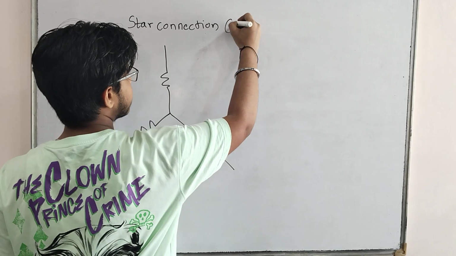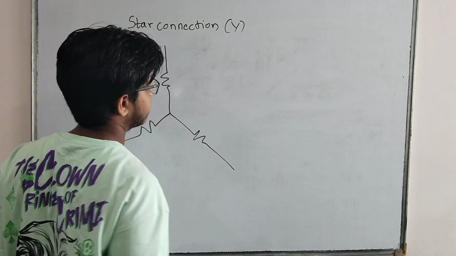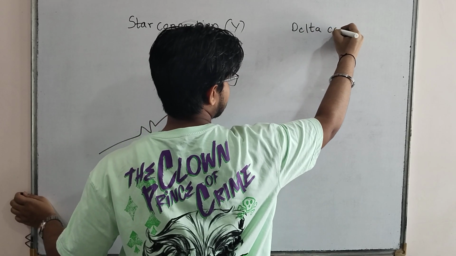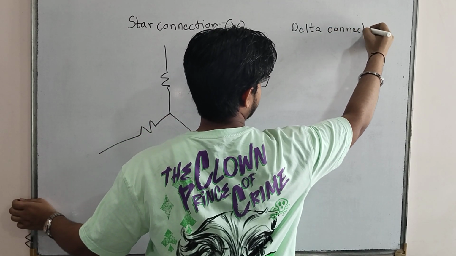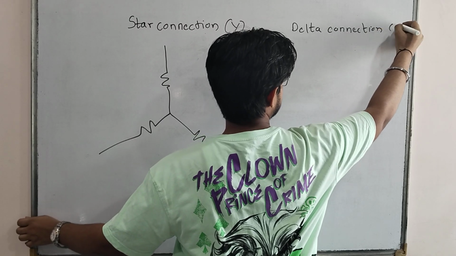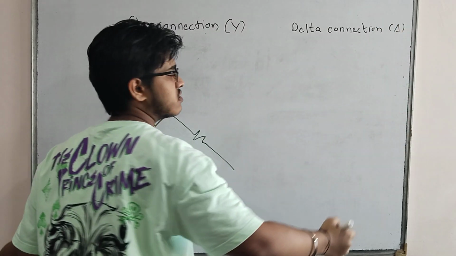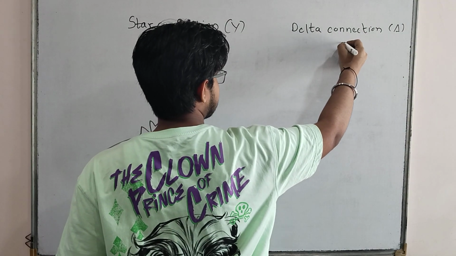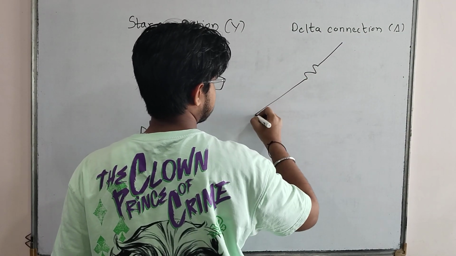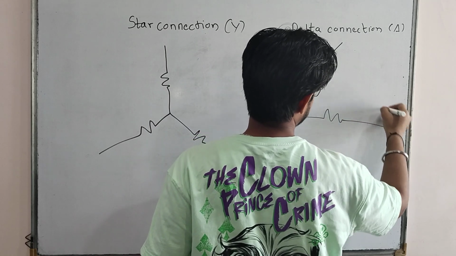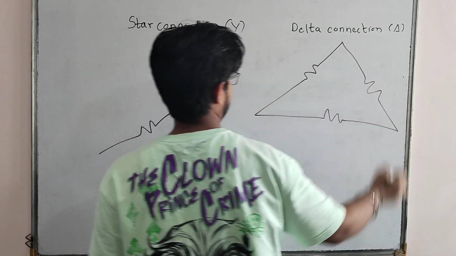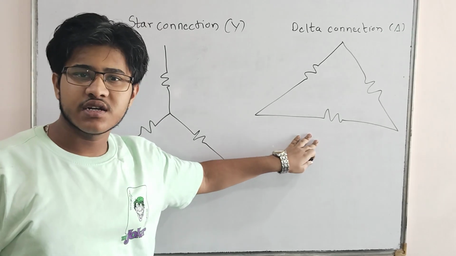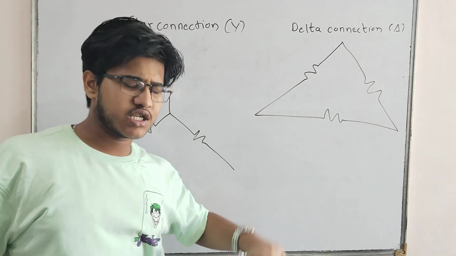It is denoted by this symbol, and talking about the delta connection, which is denoted by this symbol. This might remind you of Squid Game. Okay, so when three resistances are connected in this format, then we call it a delta connection.